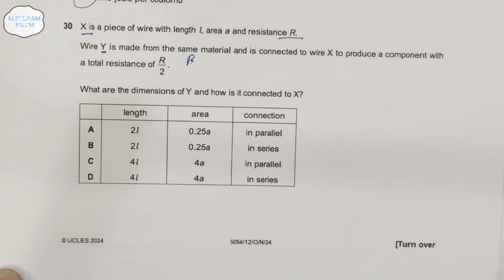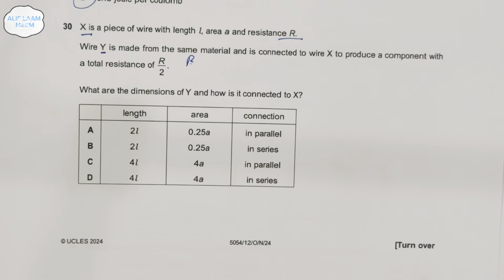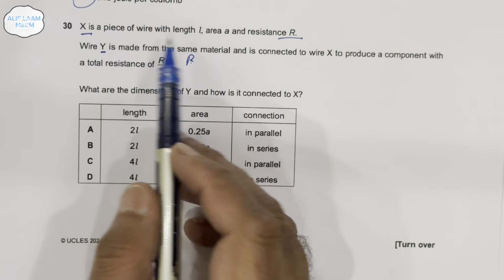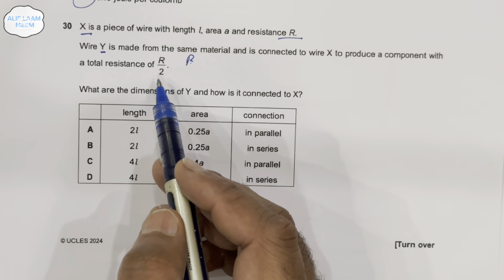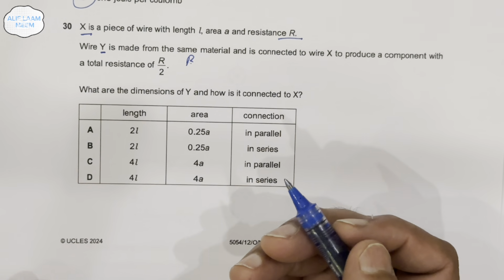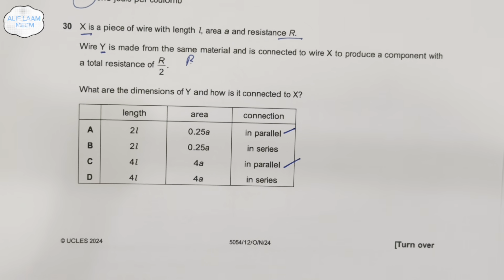But what we have to calculate is the dimension of Y and how it is connected to X. So first we need to identify whether it is connected in series or in parallel, because the value of resistance is decreased, so it means that they are connected in parallel. So option number A and C are carrying the parallel option. Now we need to apply the formula.